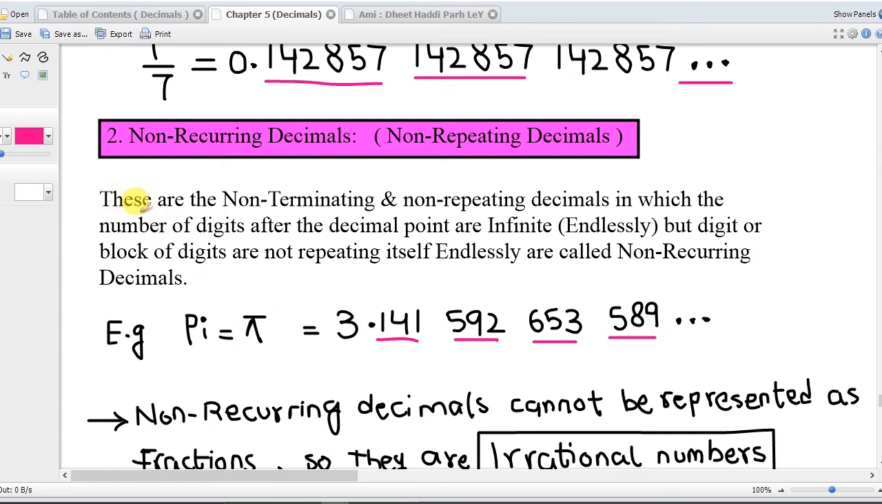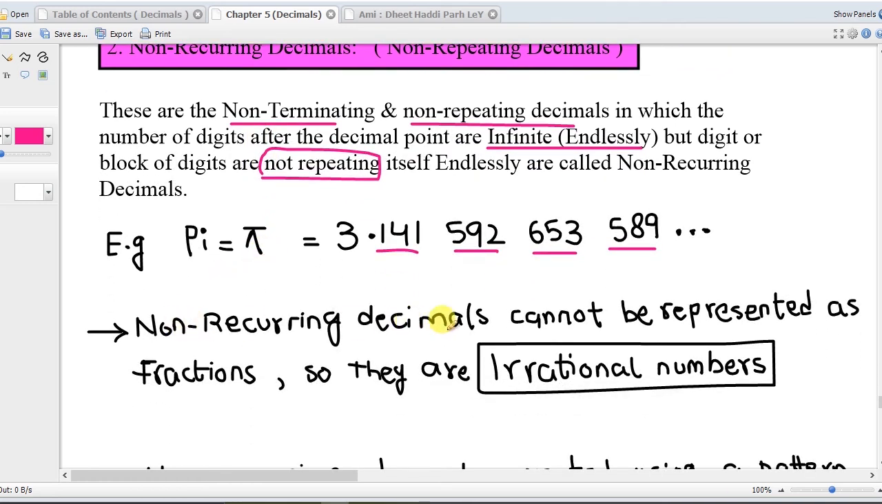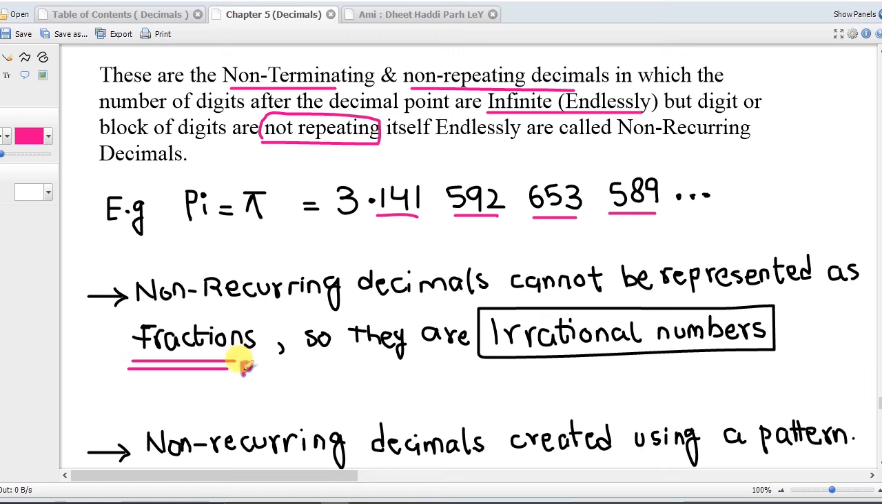Okay, let's just read out this one. These are the non-terminating and non-repeating decimals, in which the number of digits after the decimal point is infinite, and the digits or blocks of digits are not repeating themselves, right? Simple. So non-recurring decimals cannot be represented as a fraction. We cannot write them in the general form p over q, so they are irrational numbers.